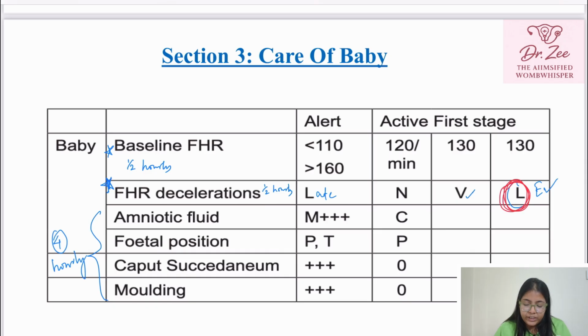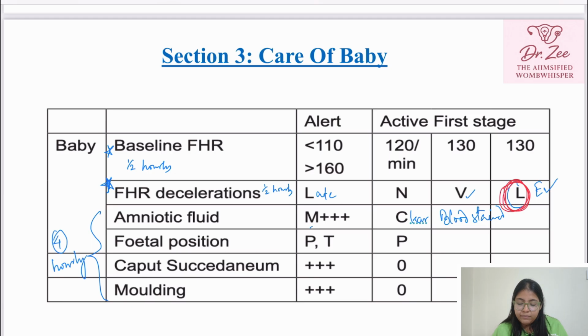Now amniotic fluid: if it is clear, if it is blood stained, if it is meconium stained. Meconium stained 3+ is alerting. And for fetal position, P is occipito-posterior, T is occipito-transverse. So with P and T, labor is progressing, but there is no rotation of the fetal head to occipito-anterior, and that is alerting. So again you mark it red.